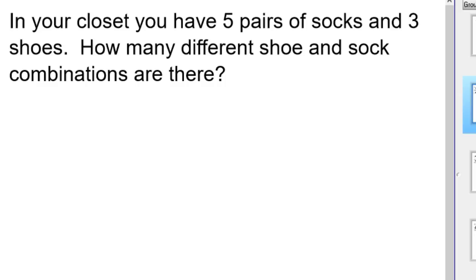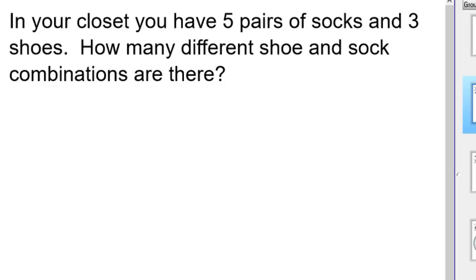What you should do when you're first starting out is stop the video and try to solve this problem. See if you can do it first, and then watch me do it. In your closet, you have 5 pairs of socks and 3 pairs of shoes. How many different shoes and sock combinations are there? Again, stop the video, see if you can figure it out, and then I'll show you a couple things.